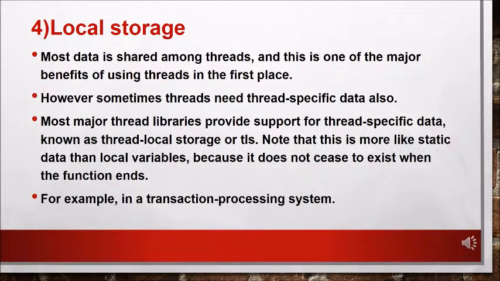Note that this is more like static data than local variables because it does not cease to exist when the function ends. For example, in a transaction processing system, we might service each transaction in a separate thread. Furthermore, each transaction might be assigned a unique identifier. To associate each thread with its unique identifier, we could use thread local storage.